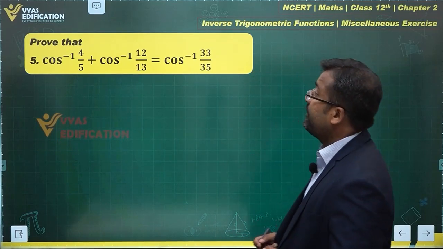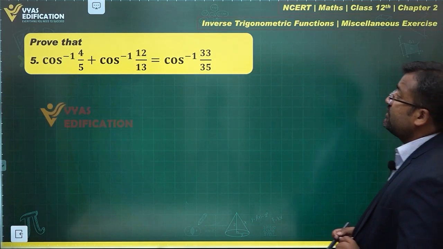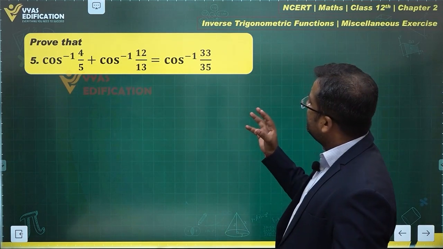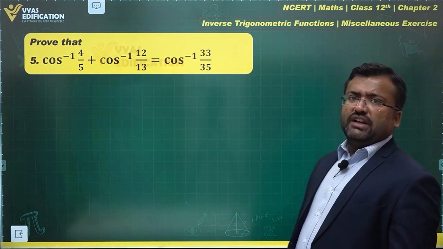What does this question say? Cos inverse 4 by 5 plus cos inverse 12 by 13 is equal to cos inverse 33 upon 35. Now how do we deal with this?